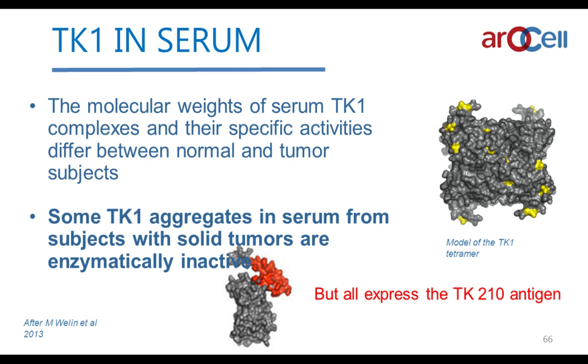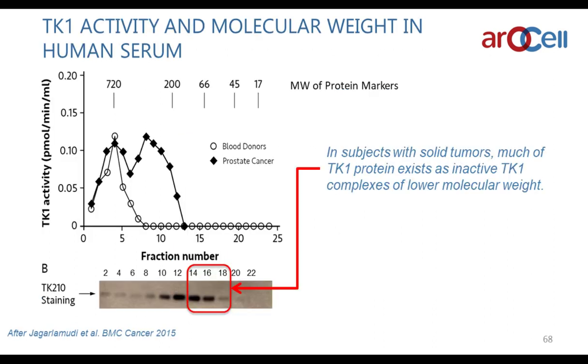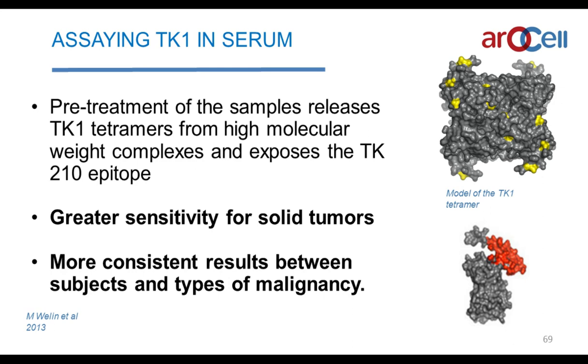So as I mentioned twice already, molecular weight of TK1 complexes and their specific activities differ between normal and tumor subjects. And some TK1 aggregates from serum for solid tumors are enzymatically inactive. Here you can see in hematology subjects where there is pretty much the expression of TK210 where there is enzyme activity. But you can see here that in solid tumors, a lot of the TK1 is not enzymatically active, but it still expresses the TK210 antigen, and so can be measured by the AroCell TK210 ELISA.